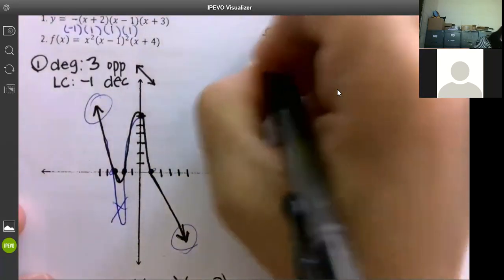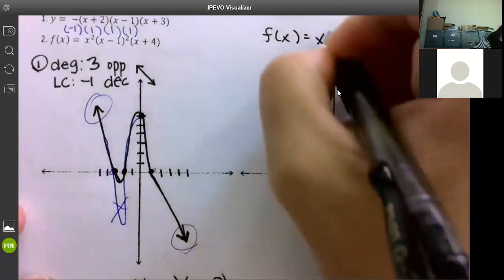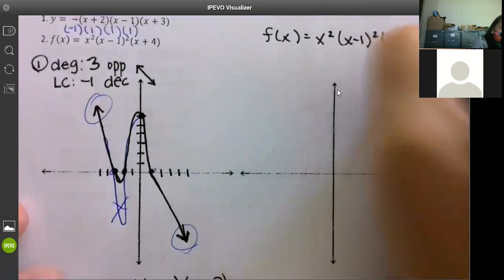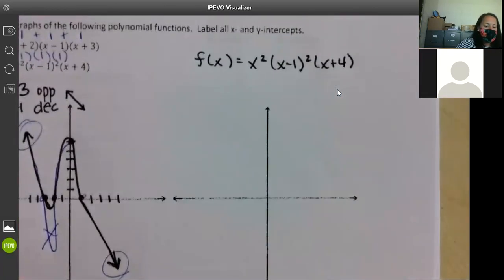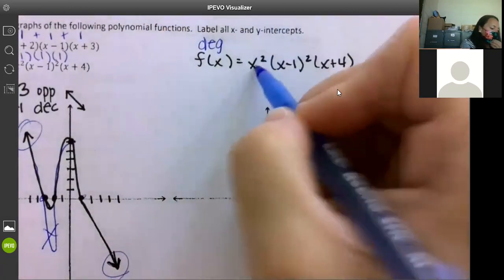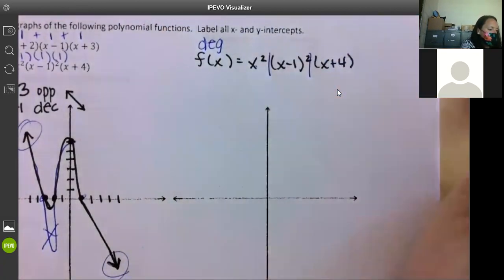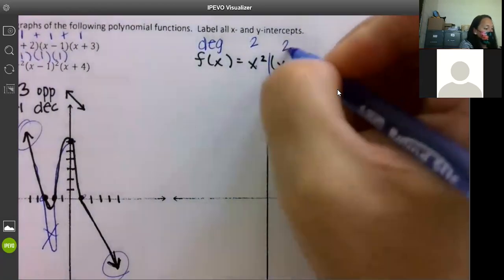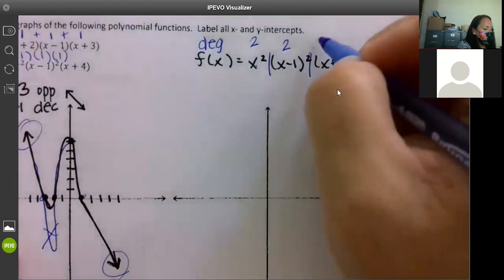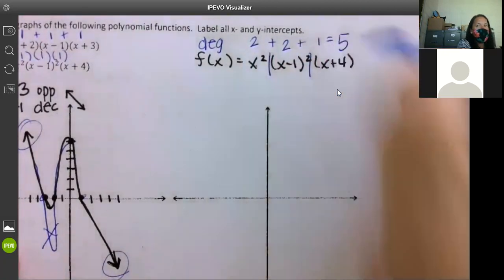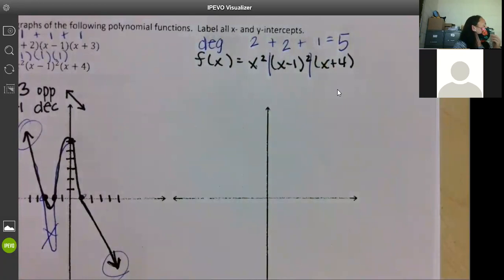We have f of x is equal to x squared, x minus 1 squared, and x plus 4. We want to find our degree. What's your degree of your first term? 2. Your second term? 2, because it has a square. And your last term? 1. We add those together. What's our total degrees? 5. Perfect. Is everybody okay with that?